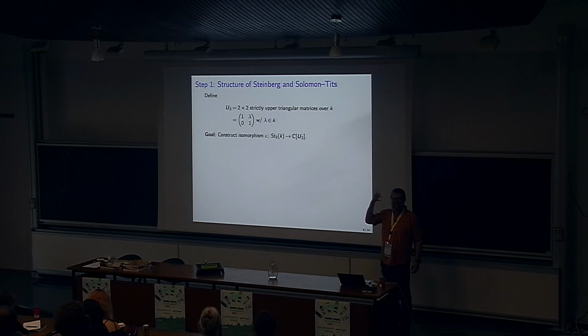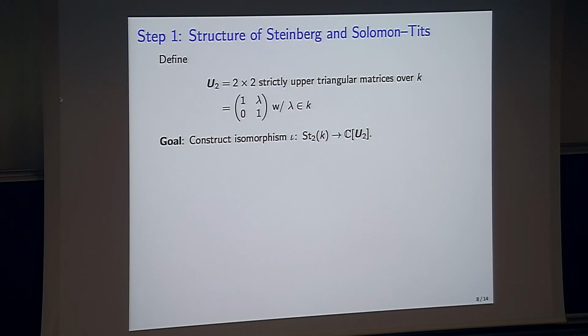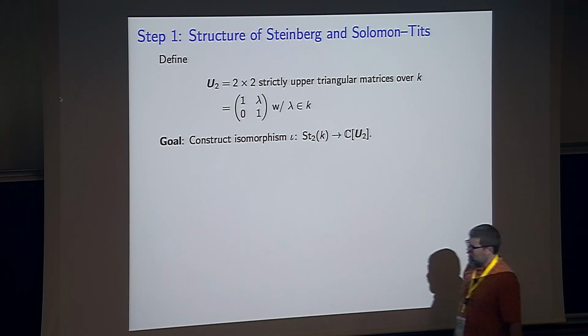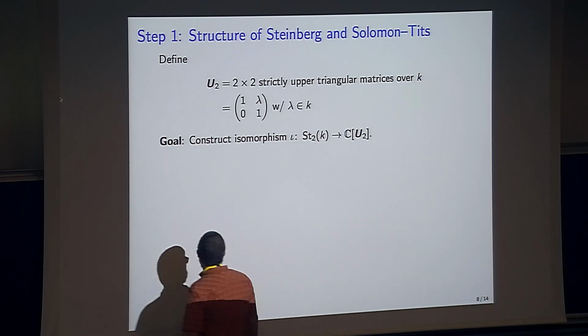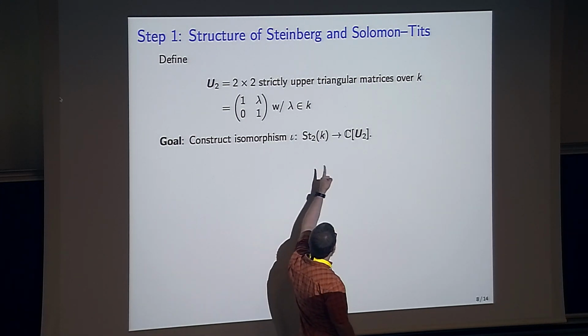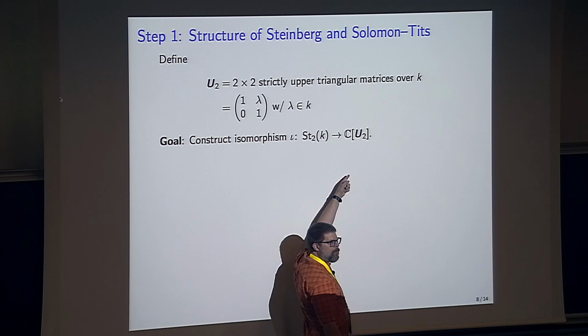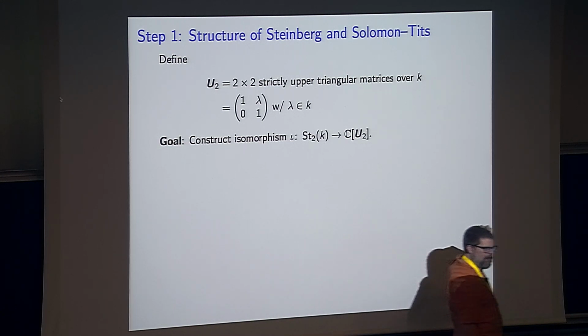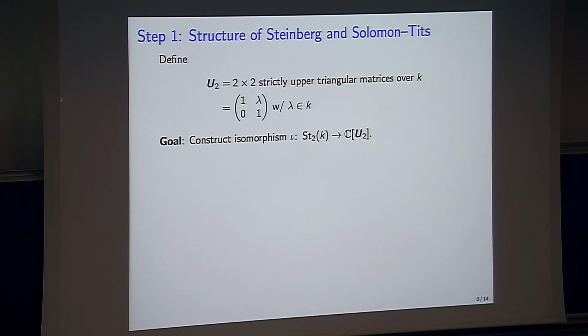My brain is very tired since this is the second hour I'm lecturing. So what I want to do, and this is true for any Steinberg representation, is I claim that there's a vector space isomorphism between the Steinberg representation and the group ring of U2. Okay, and let me explain what that isomorphism is, because this is something very elementary.